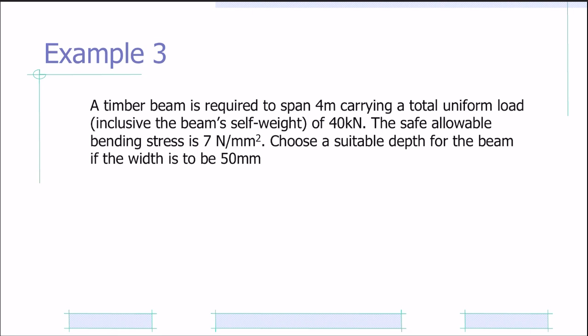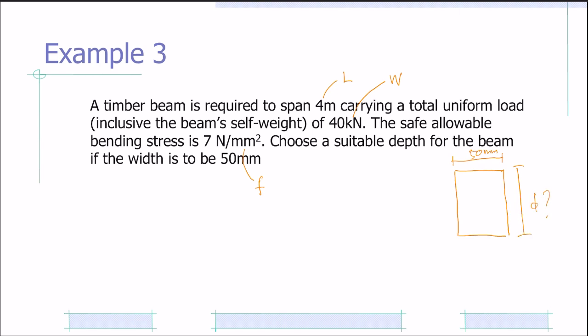A timber beam is required to span 4 meter. This one referring to the L punya span, carrying a total uniform load inclusive the beam self-weight of 40 kilonewton. This is the load, which is W. The safe allowable bending stress is 7 Newton over mm square, referring to F. Choose a suitable depth for the beam if the width is to be 50 mm. Means that you have a rectangular beam with the breadth of 50 mm and you need to find the value of D.